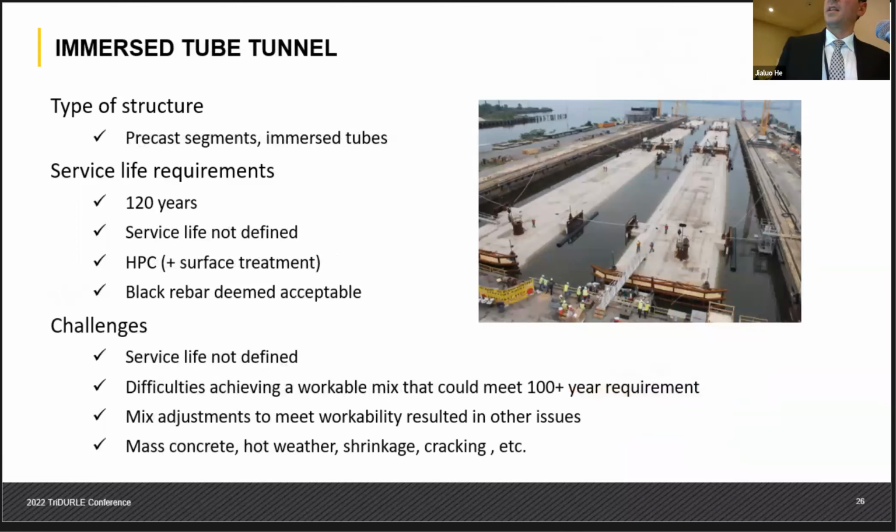Immersed tube tunnels, this is actually in the United States, precast segments, immersed tubes, and a pretty cool project because you would actually build all that in a dry dock and then float into the ocean and then sink them and then level them in the ocean and create a tunnel. So pretty cool, right? 120 years, 120 years service life, again, just the time defined, but no description of what it means, right? So now you need to figure out what it is.